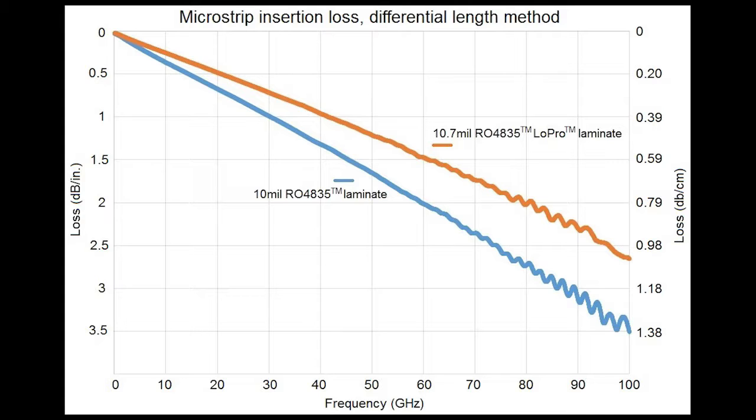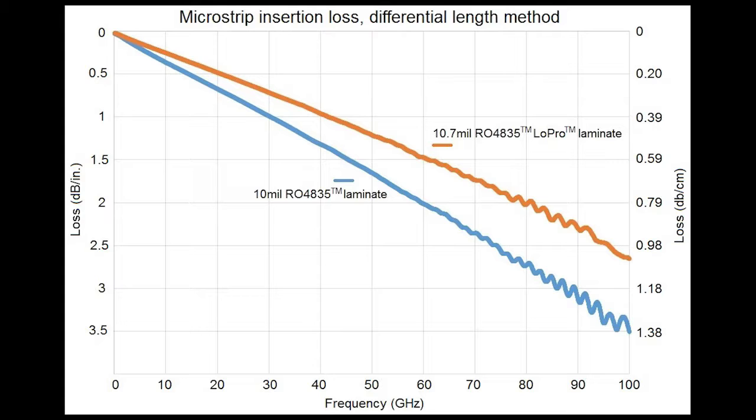That's a very well behaved material at that frequency. However, if the designer needs even more improved loss on top of that, you can actually buy about 0.5 dB per inch difference by using the 10.7 mil for RO4835 LoPro. So that smoother copper makes a big difference.